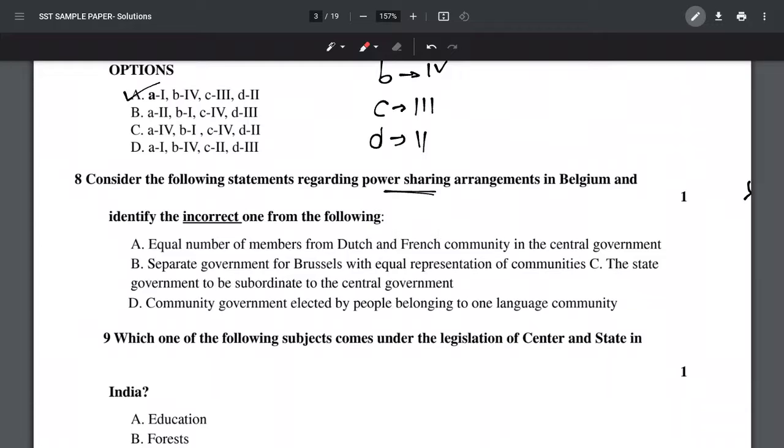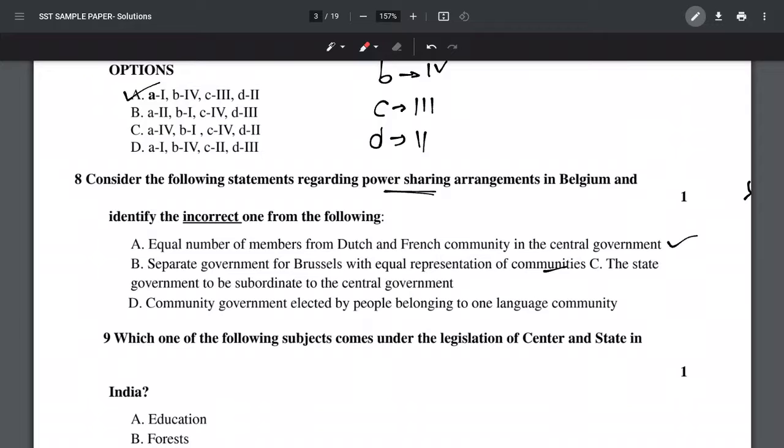Okay, so let's see. First one is equal number of members from Dutch and French community in the central government. Yes, that's correct. They were equally numbered. Separate government. We have to write the wrong one. Incorrect, okay, fine. Separate government for Brussels with equal representation of communities. Yes, for Brussels, and all that is correct.